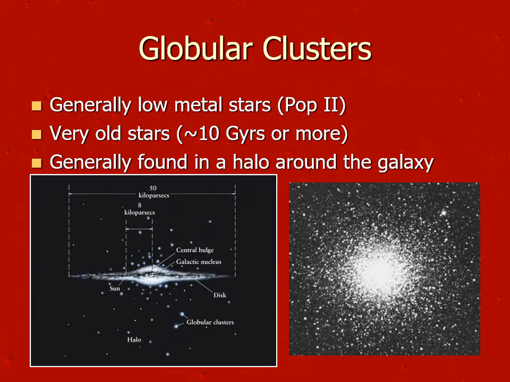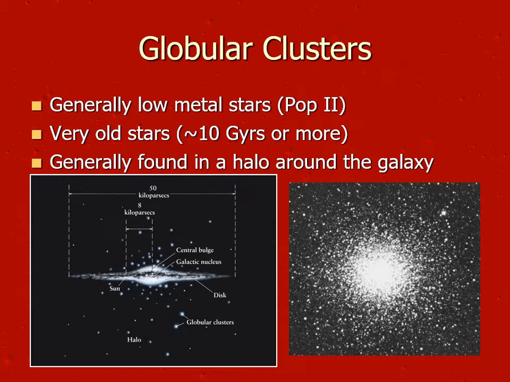So we'll start with the globular clusters first. They're generally low metallicity stars. That means they are population 2 stars. They're very old stars. They're among the first stars that formed in the galaxy. One of the things we discover is that what makes a star is nuclear fusion, hydrogen fusing into helium. And then as the stars age, eventually the helium fuses into carbon and oxygen and neon and silicon and iron and all the other things that are out there.